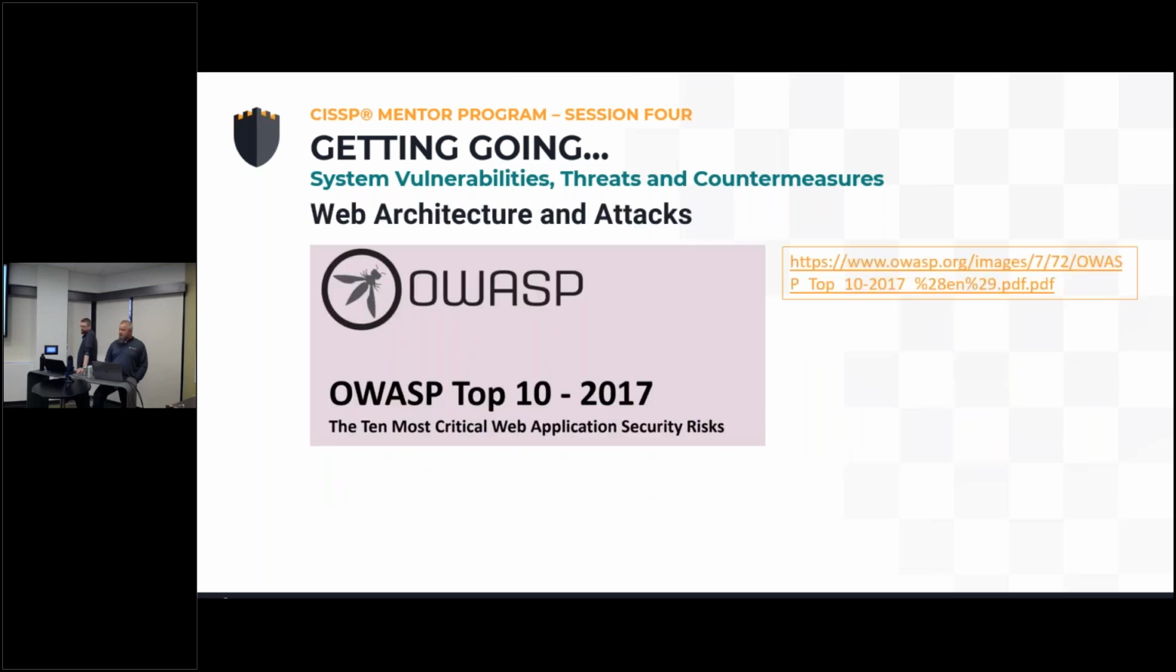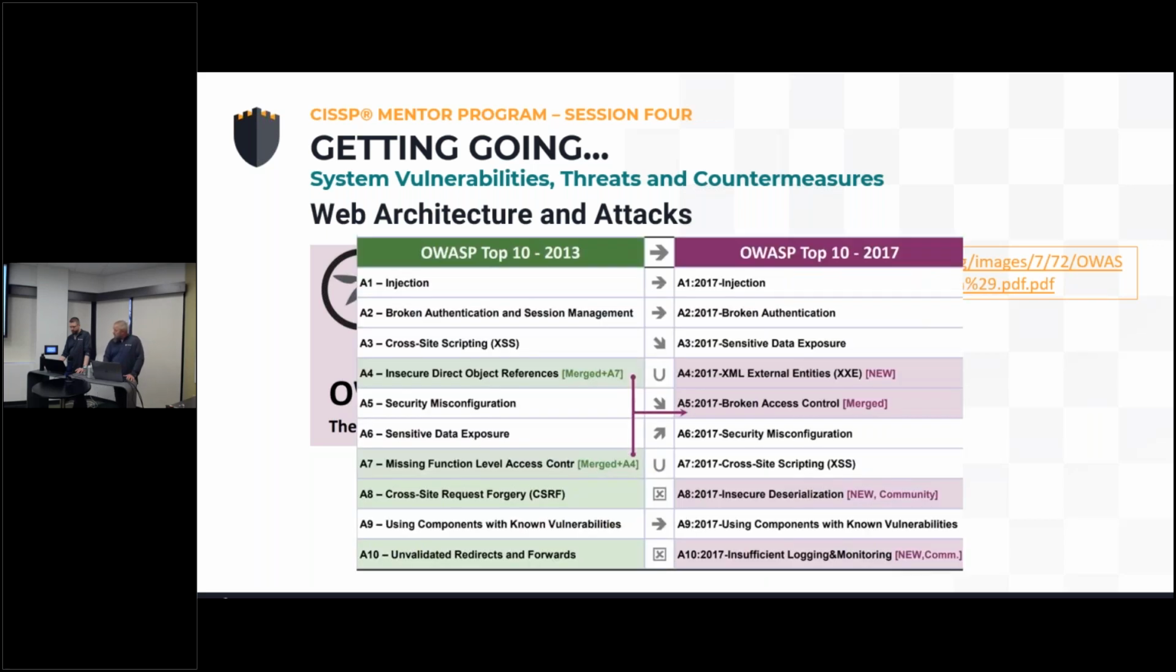Web architecture attacks, so OWASP. You guys know OWASP, the Open Web Application Security Project. There's a link, 2017. The last one before that was 2013, so we were waiting for a while. But OWASP is kind of run by developers too, so it has some cred when you talk to developers about security. These are the 2013 top 10 compared with the 2017 top 10. You don't need to memorize it. This is more for FYI, but it's a good reference. We do reference OWASP quite a bit.